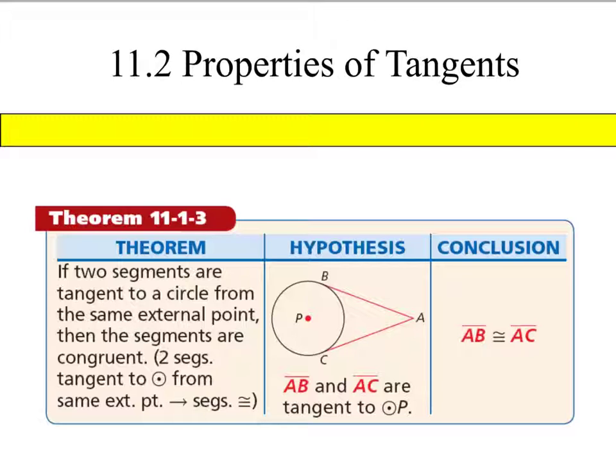It says if two segments are tangents of the same circle from the same external point. So point A here is an external point, a point not on the circle, not internal, it's external. Then the segments are congruent. So AB and AC have to be congruent because they come from the exact same external point.